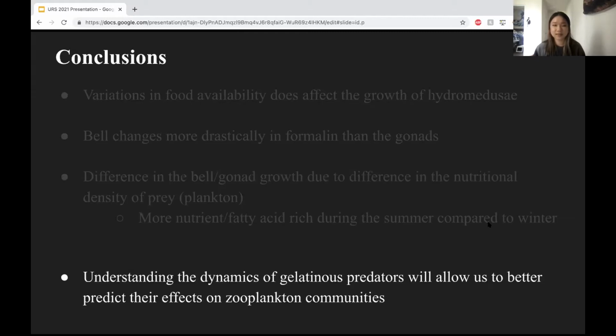And just to wrap up on why this study is important: recently, due to a lot of different environmental factors, especially eutrophication, there have been a lot of jellyfish blooms, especially in non-local areas. And jellyfish have been known to decimate fish because they feed on fish larvae and eggs, as well as a lot of crustacean larvae. So helping us understand the dynamics of these gelatinous predators will help us better understand their effects on plankton communities in the future.